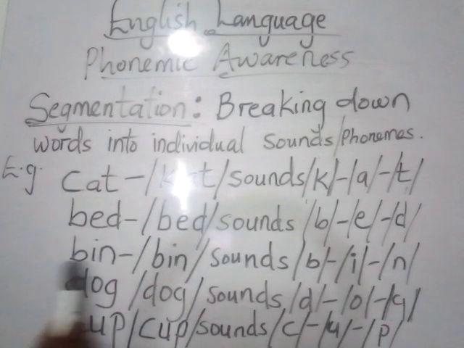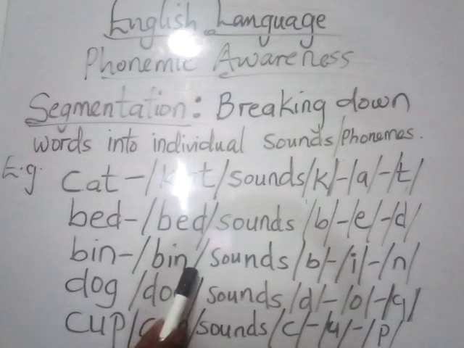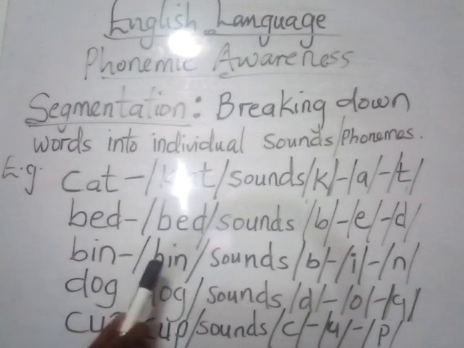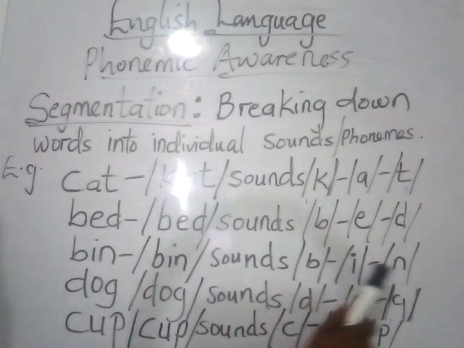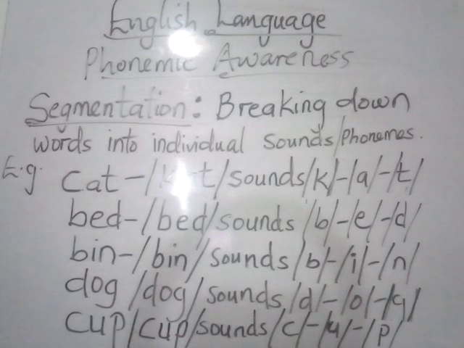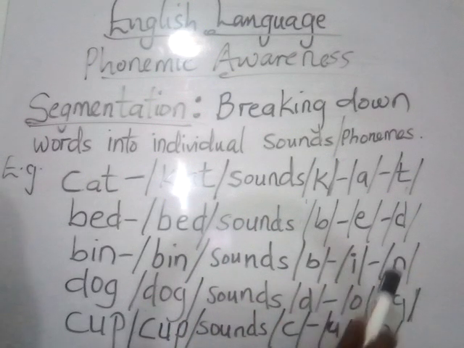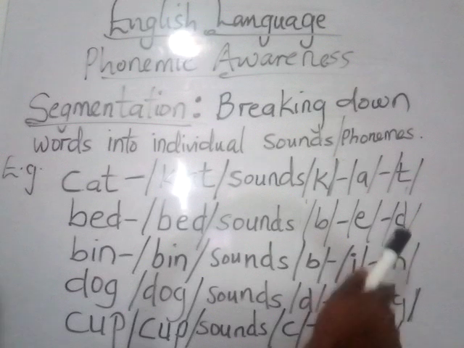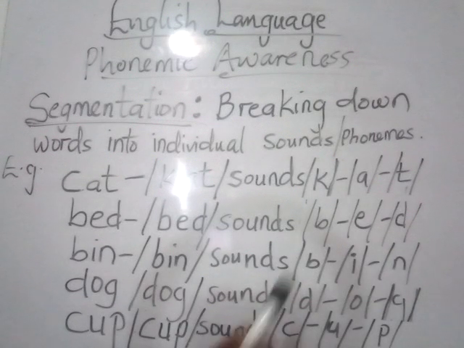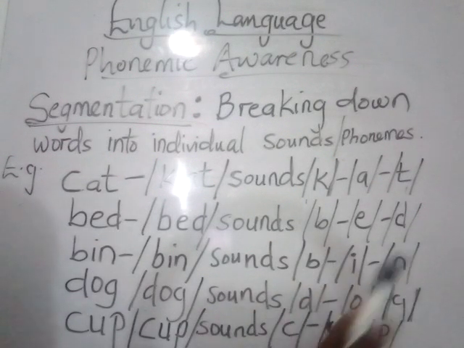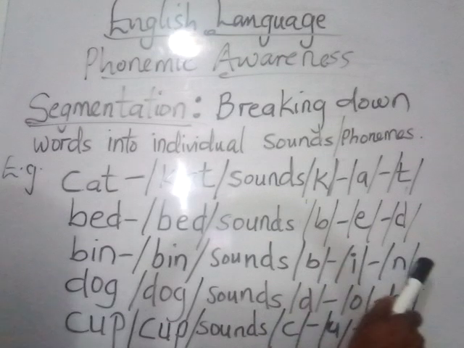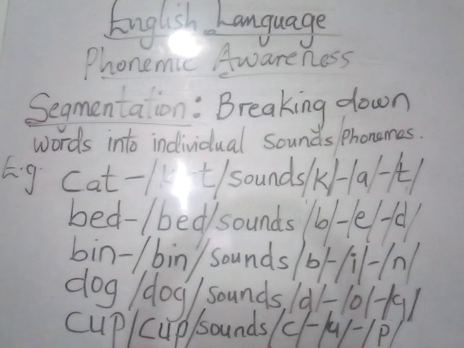The next word here is bin. So this is the sound represented here, and then these are the individual sounds. You have the first sound made by letter B, followed by the sound made by letter I, and the last one by letter N. B, I, N, bin.